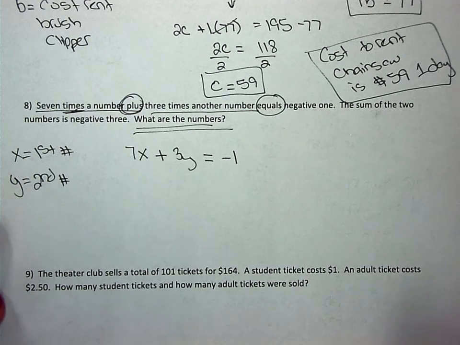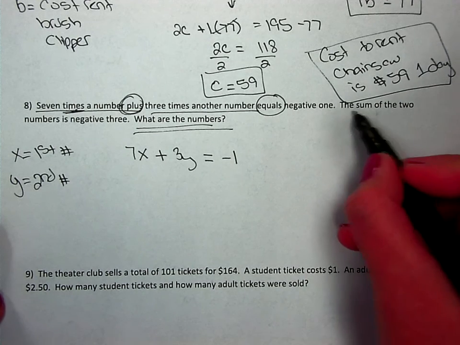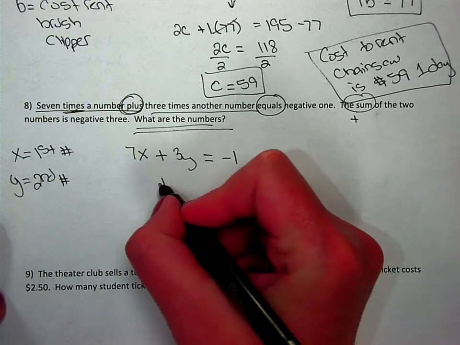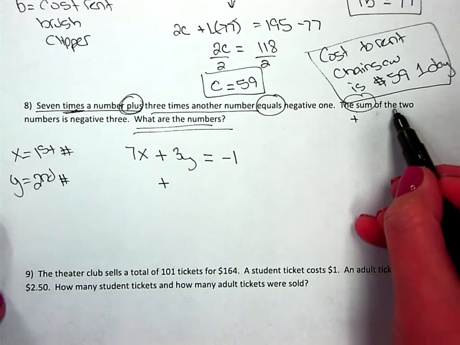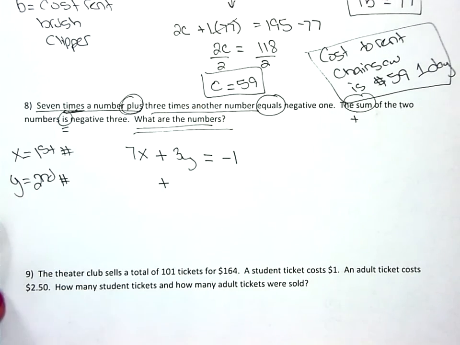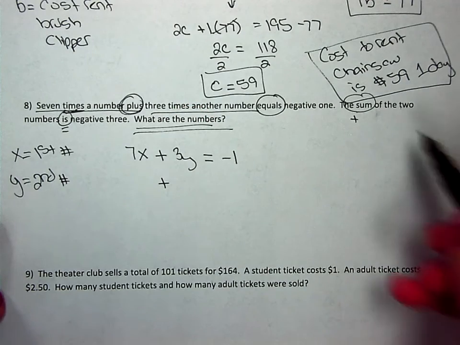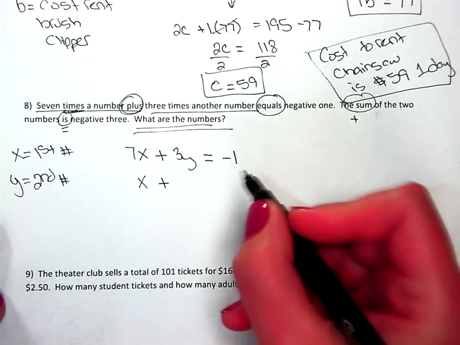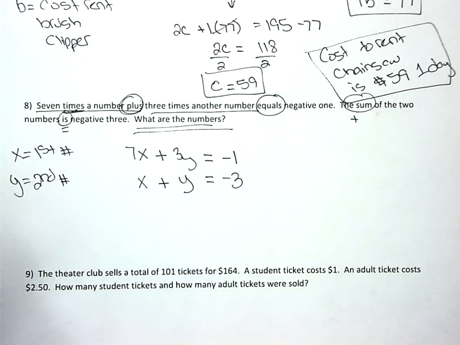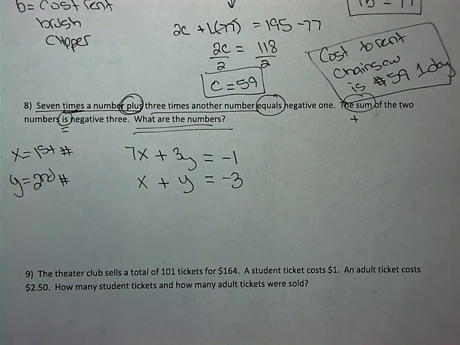Next sentence, get to your second equation. The sum, so sum means add, so I'm going to add them together. The sum of 2 numbers is, means equals -3. So this just said that x plus y equals -3. What are the numbers?